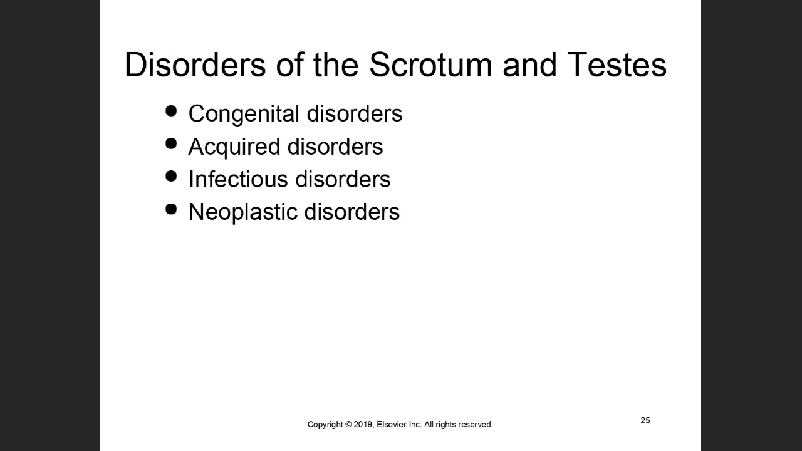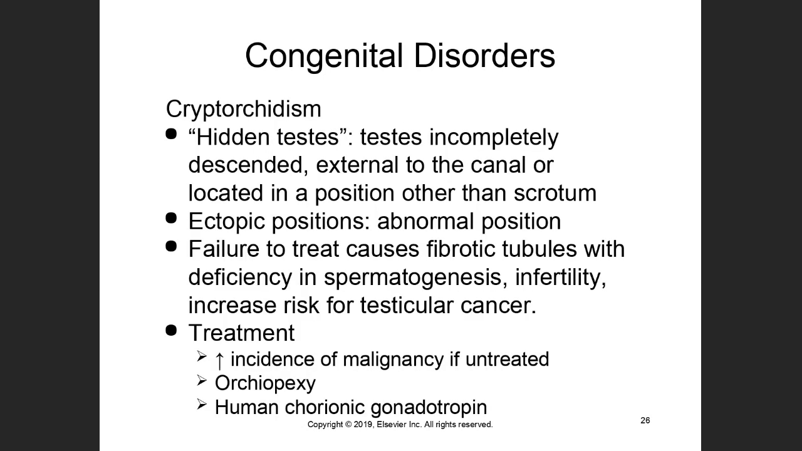Okay, let's keep going. Also, we have problems in the scrotum and in the testes that could be congenital, acquired, infection, or neoplasia. The first is cryptorchidism. Cryptorchidism is that the testes don't descend to the scrotum. A scrotum is basically the bag of the male. That bag is called a scrotum.